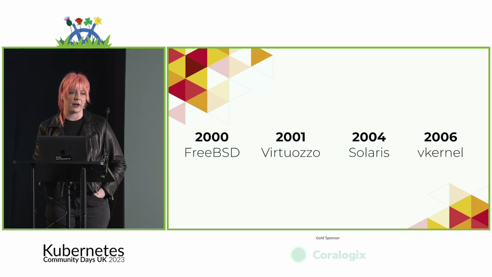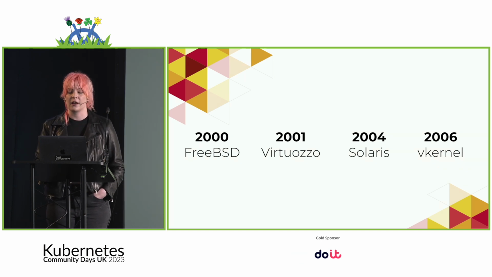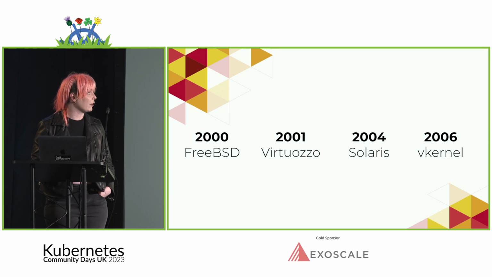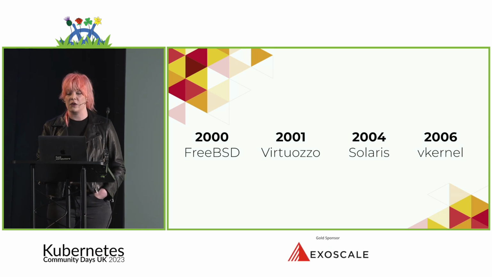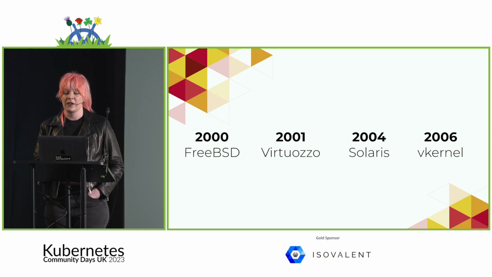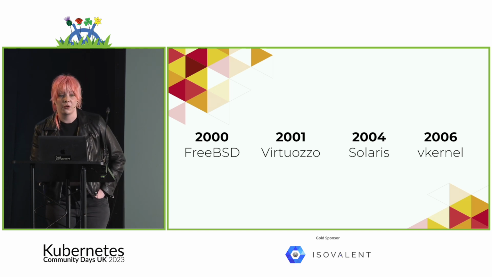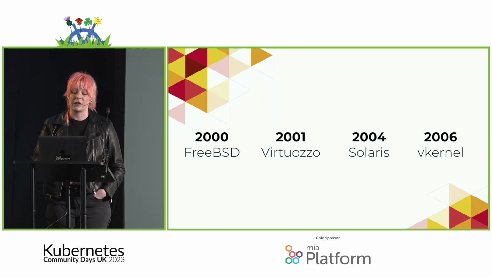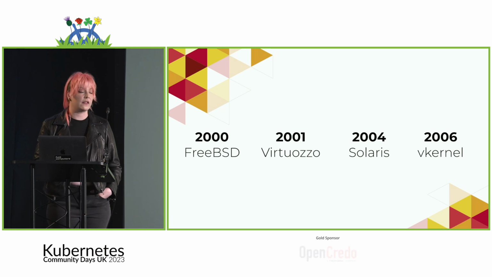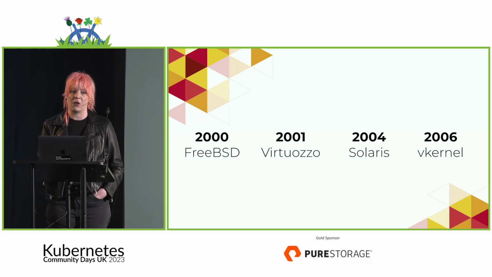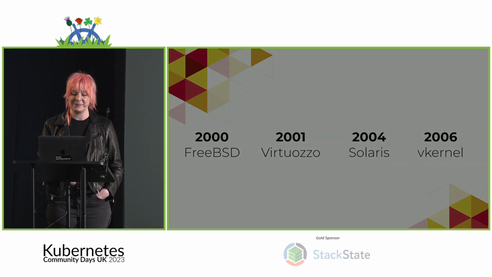And at this point, everybody else kind of jumps on board. Virtuoso released one a year later, Solaris in 2004. vkernel and sysjail both released in 2006. Honestly, there are so many of these tools that released in a 6 or 7 year span that there's no fitting them all on a slide. It was like a dozen different tools or more. These are just the most relevant ones.